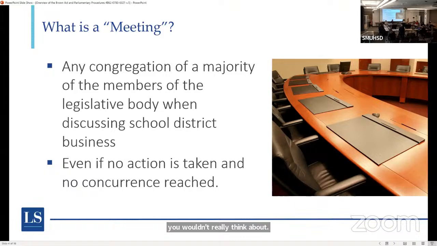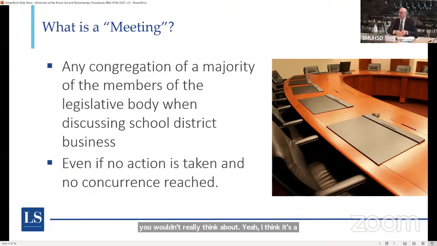You know, most onboarding is, here's what the Brown Act says. It's not, here's what happens in practice. Here's what happens in reality. Here's what the appearances of it are.